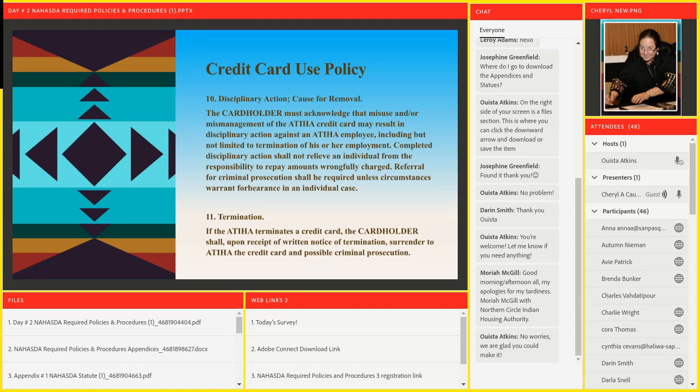Referral for criminal prosecution shall be required unless circumstances warrant forbearance in an individual case. Termination. If the ATIHA terminates a credit card, the cardholder shall, upon receipt of written notice of termination, surrender to the ATIHA the credit card and possible criminal prosecution.